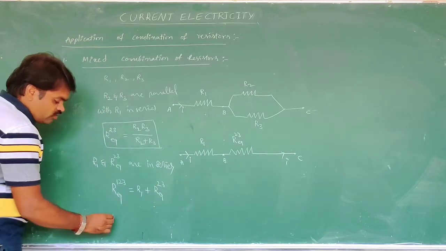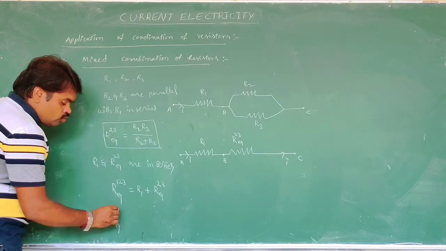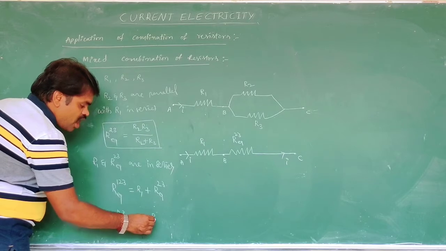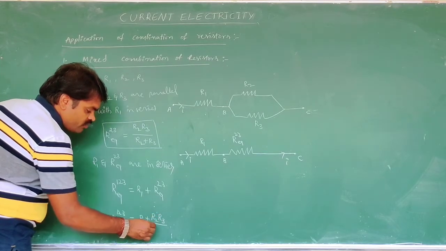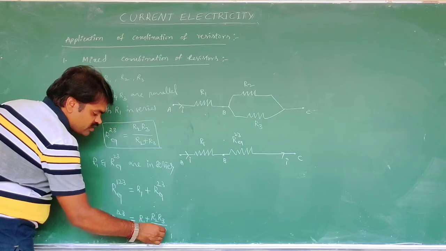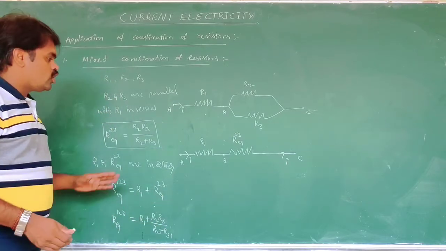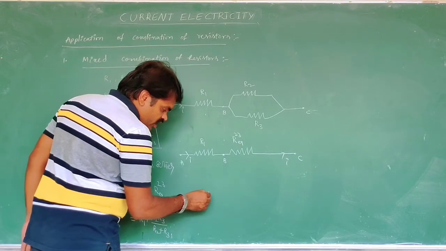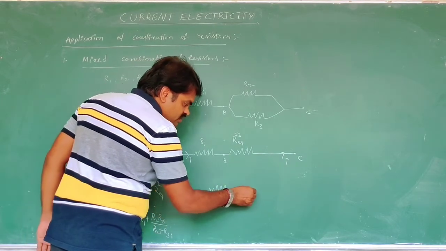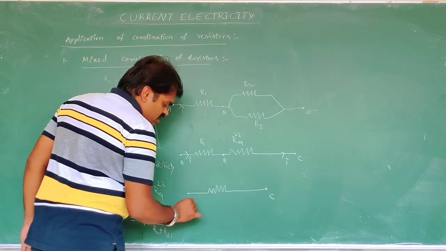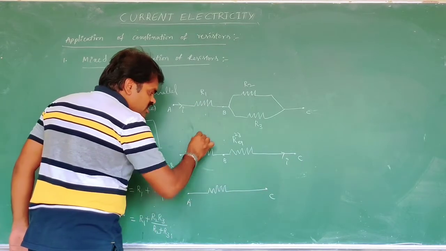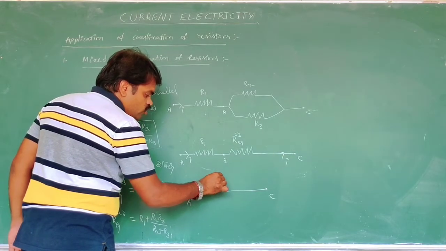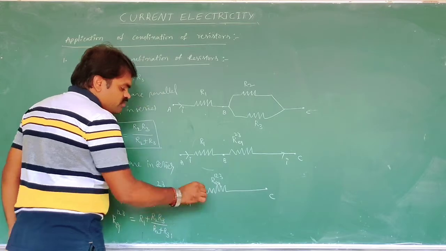Then R equivalent 1,2,3 is equal to R1 plus R2 R3 by R2 plus R3. Now the total resistance: we modify this diagram again like this. This is C, this is A. This total equivalent resistance of the combination is R equivalent 1,2,3. The current will be I.